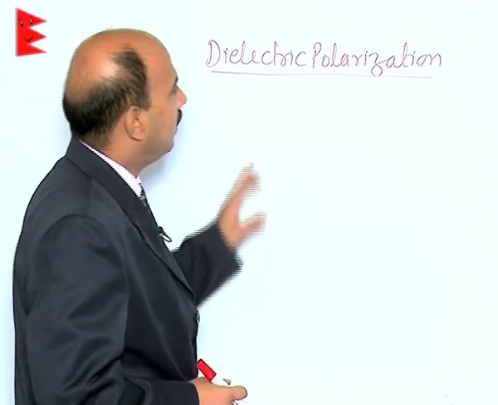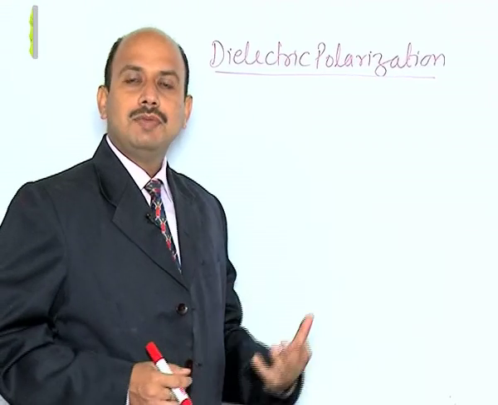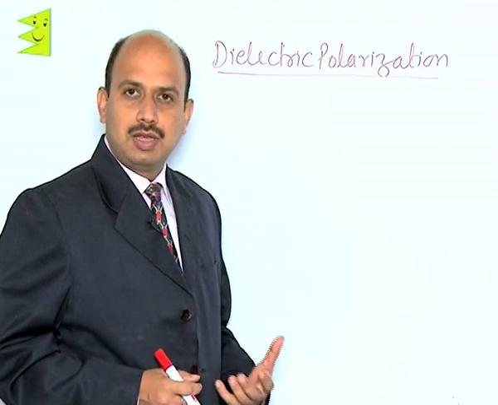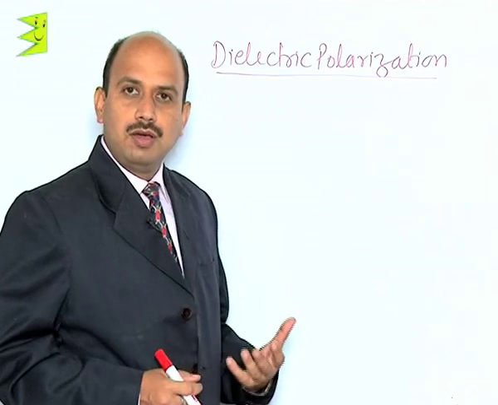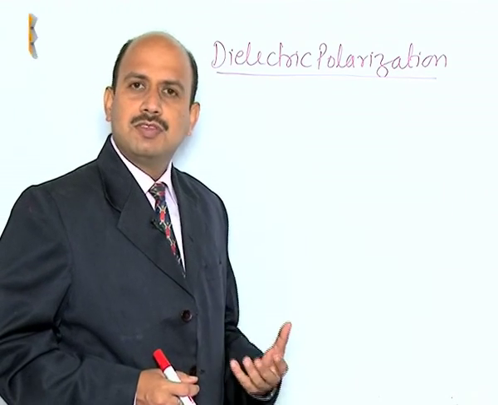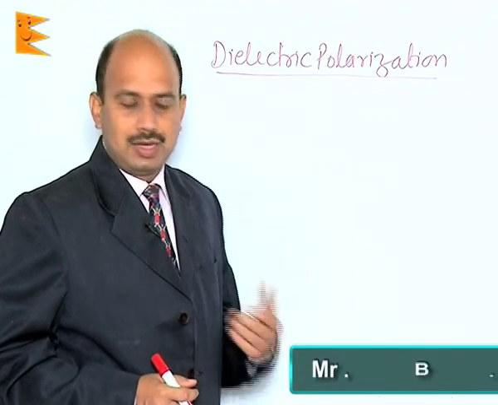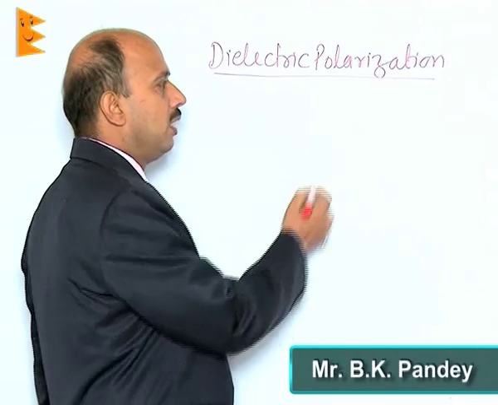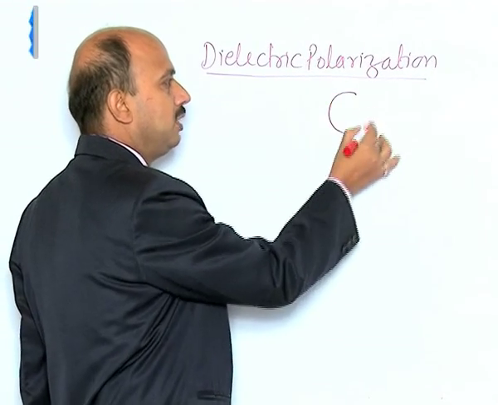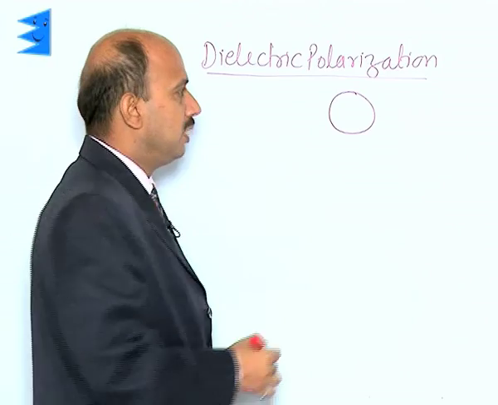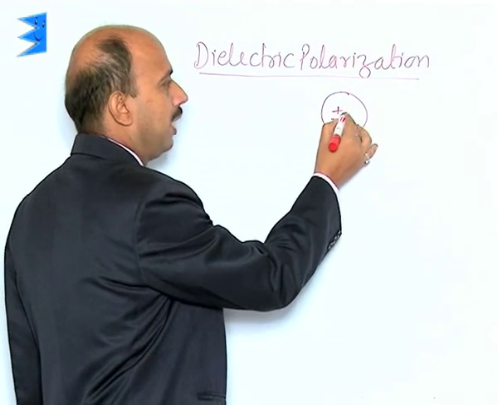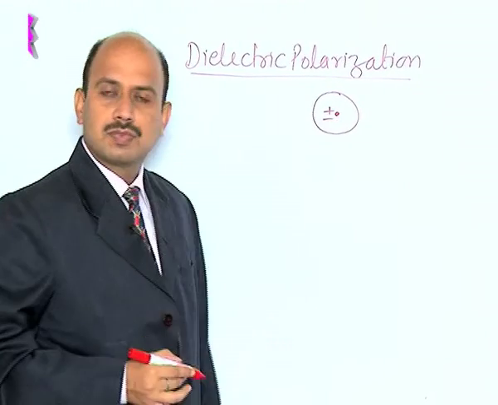So, now dielectric polarization. What happens when dielectric materials are placed in an electric field? Let us take the first example, non-polar dielectrics. What happens in non-polar dielectrics? If you can see the picture of one molecule, it is something like this. This is plus and minus, and the centers coincide.